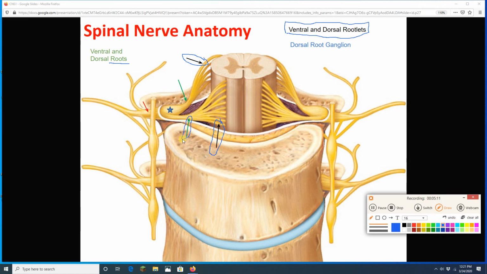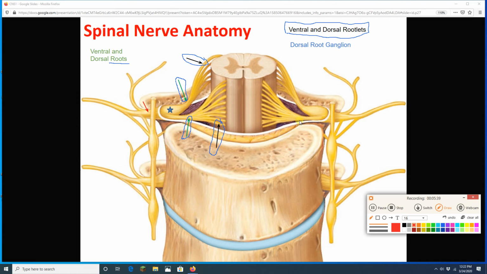It is motor. This green arrow right here is on the dorsal root. It is sensory. So it's like we're going from bigger to bigger and bigger bundles of axons. Rootlets are a small bundle. Rootlets combine to form roots, which are bigger bundles. And then what happens is my two roots combine to make my spinal nerve.